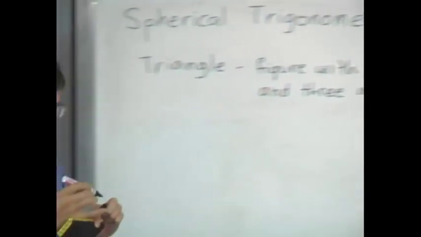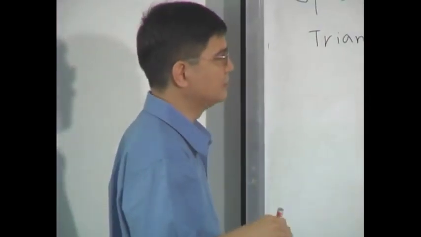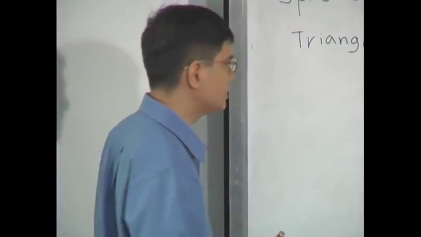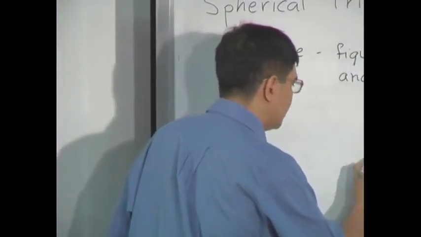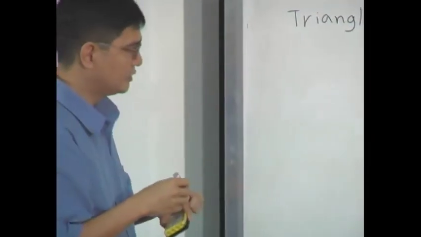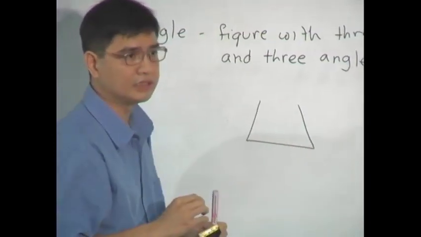Right? So if we don't use an exact definition, there will be some problems later on and some misunderstandings. For example, is this a triangle? It's composed of 3 sides, right? But is it a triangle? No. Actually, with your definition, it's not a triangle because there are no 3 angles.